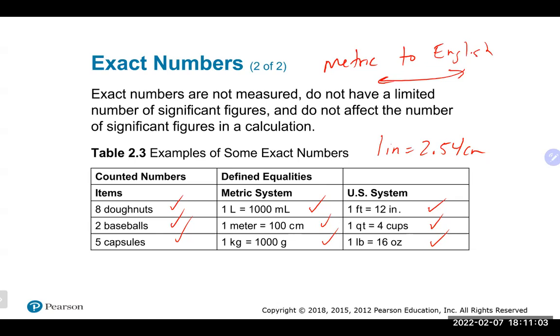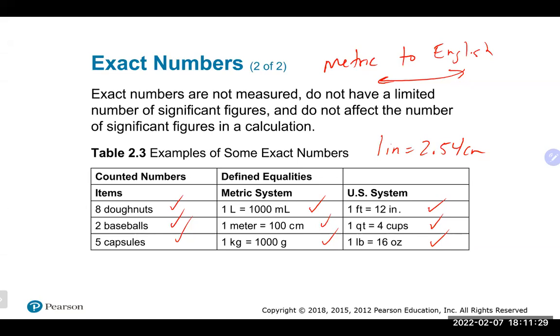those are not usually considered exact numbers, which means technically speaking, if you come across one of those in a calculation that you're doing, you do need to look at the significant figures to figure out how many significant figures your answer should have. And we're going to talk about how to decide how many it should have in a second, but you do need to consider those.